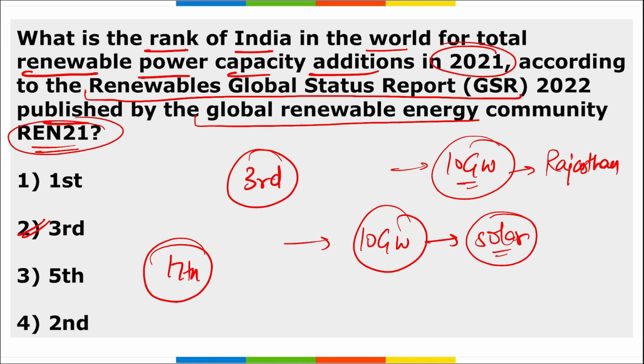Then you have to remember India, as we saw here, India ranked third globally for the total installed wind power capacity that stood at 40.1 gigawatt, that is behind China, US, Germany and Spain.